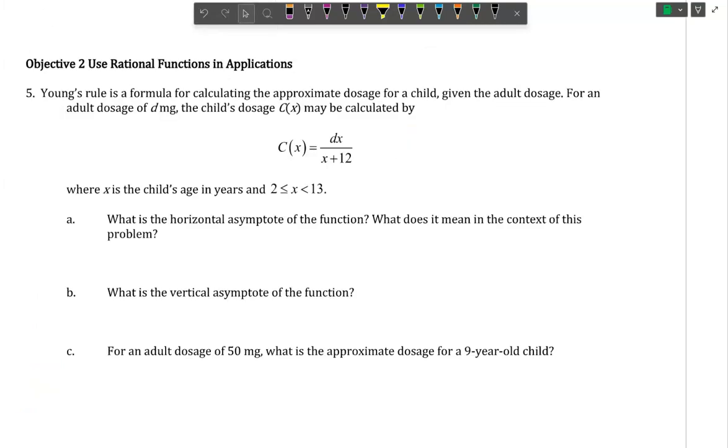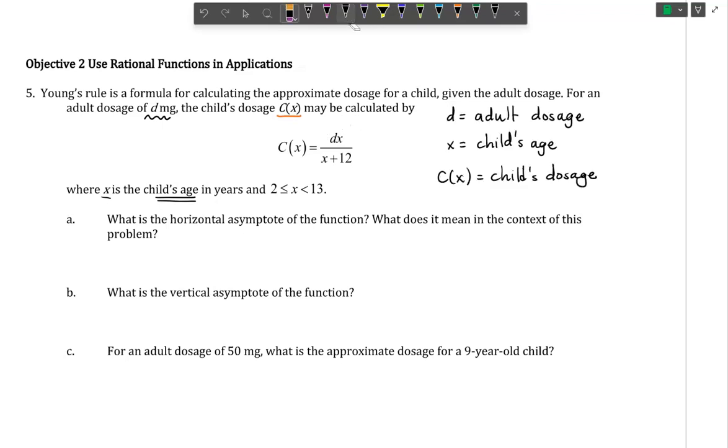The last problem we have in this lesson is an application of rational functions. Here we have a formula for calculating a child's dosage in medicine if we know the adult dosage. So this D is some constant that would be plugged into that function. X represents the child's age. So there's what all 3 components of this function are. And now let's go look at these questions.